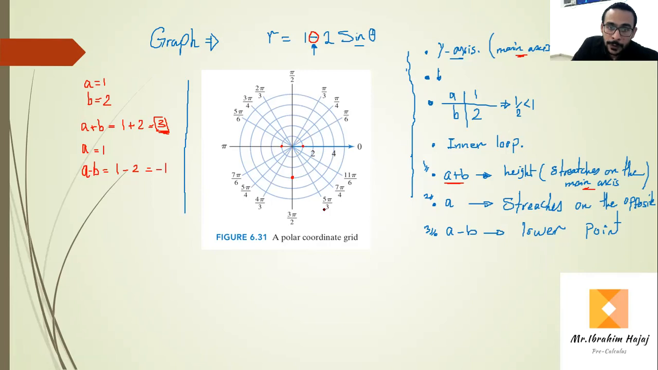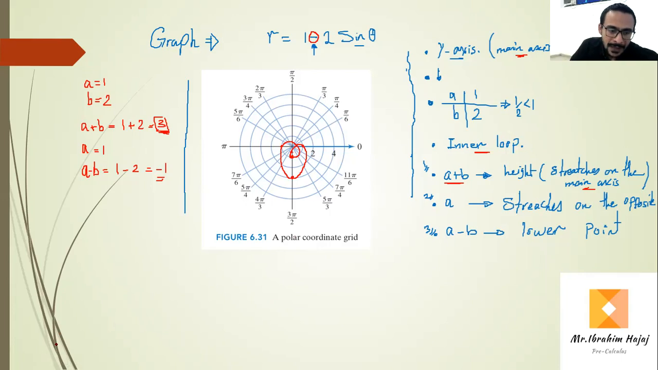Now the loop. We know that the graph here is an inner loop, so the loop here will be negative 1. Where is negative 1? Here, right? Yeah, and then let's connect the points. I'm going to move like this, counterclockwise, and then like this. All my direction should be counterclockwise. That's it.